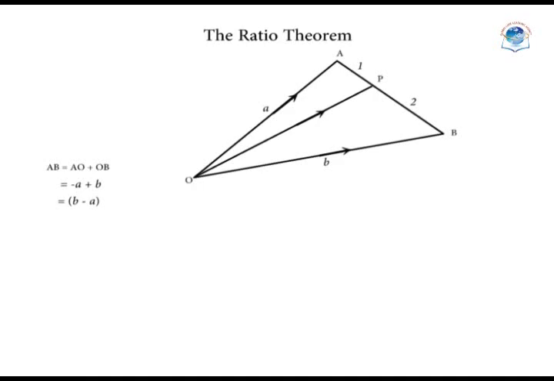Now, from the ratio, AP is equal to 1/3 of AB. I hope you can see that. You can also say BP is equal to 2/3 BA.